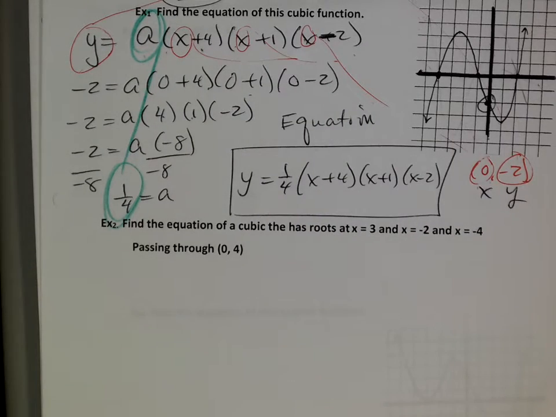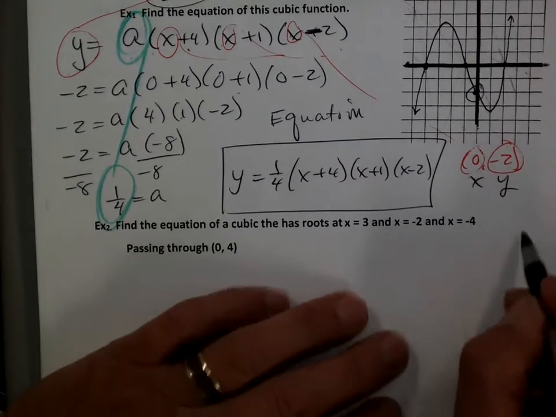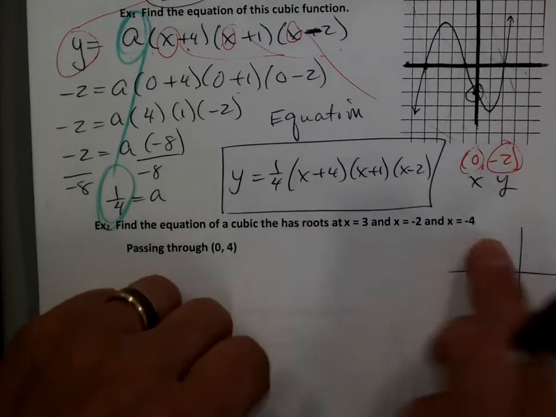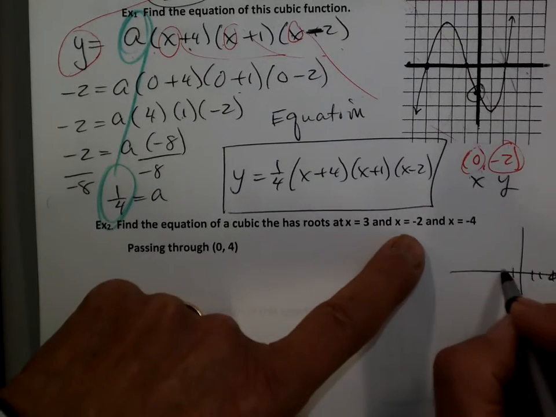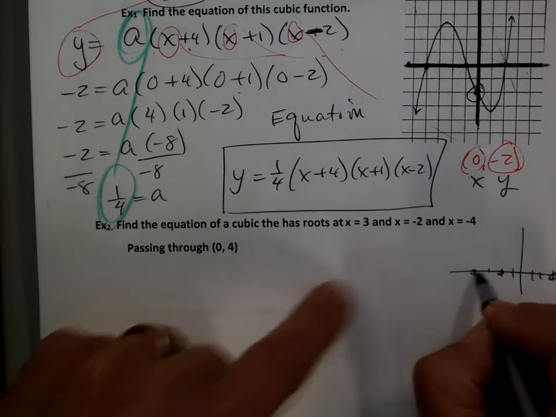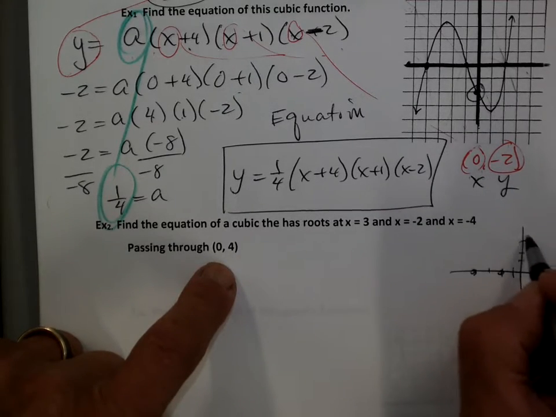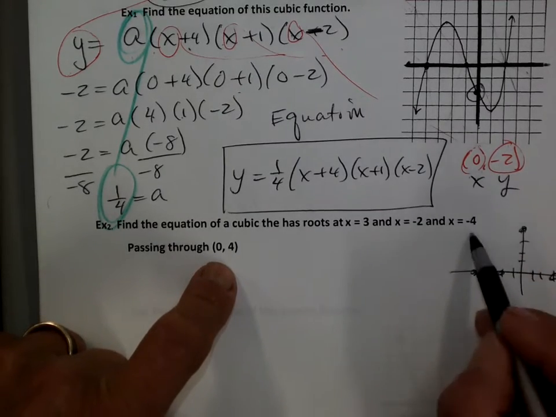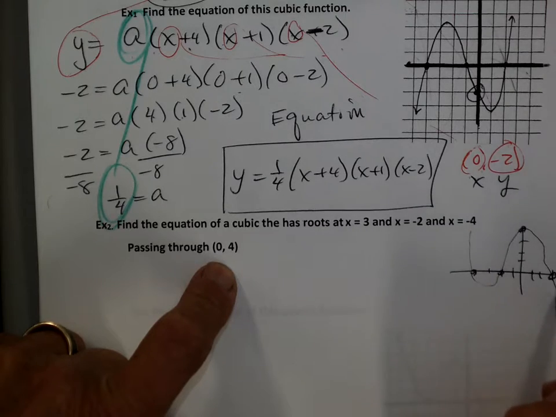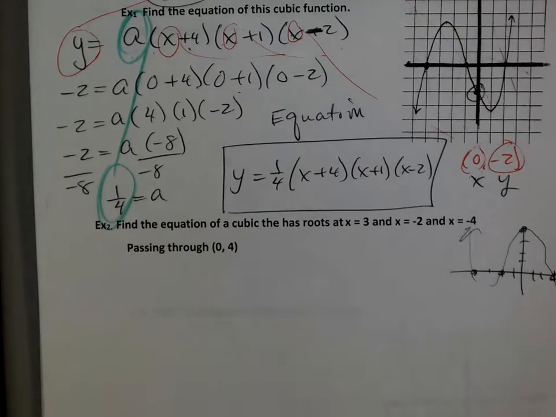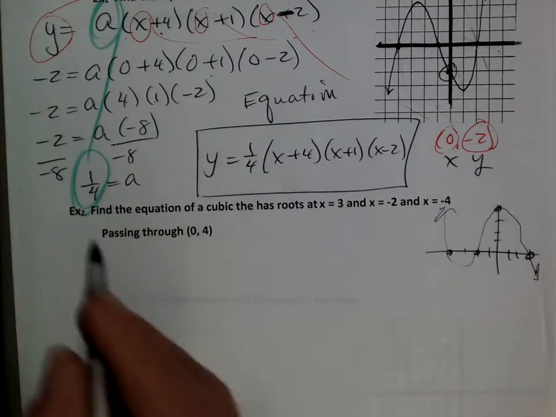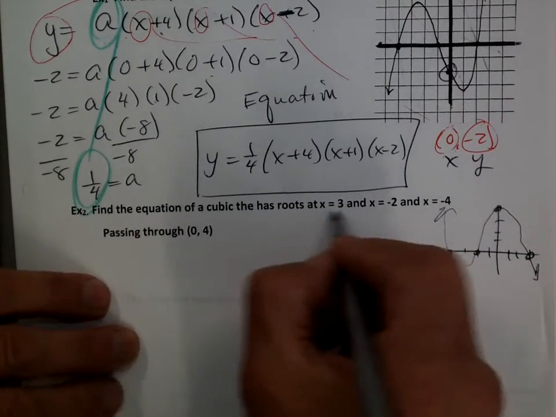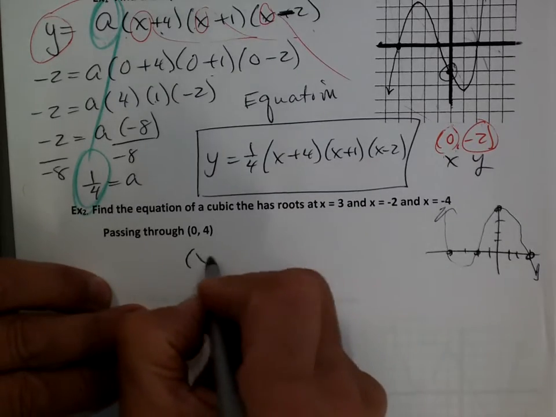Okay, example 2. You don't really need a picture, though if you want to draw one, you could, because we're going to do the exact same thing we did up here. But it goes through the point 0, 4. So it's probably going to look something like this. I know for sure a is going to be negative, just by the shape of the graph. But let's find the equation. So again, to have an x equals 3, it had to come from an x plus 3.